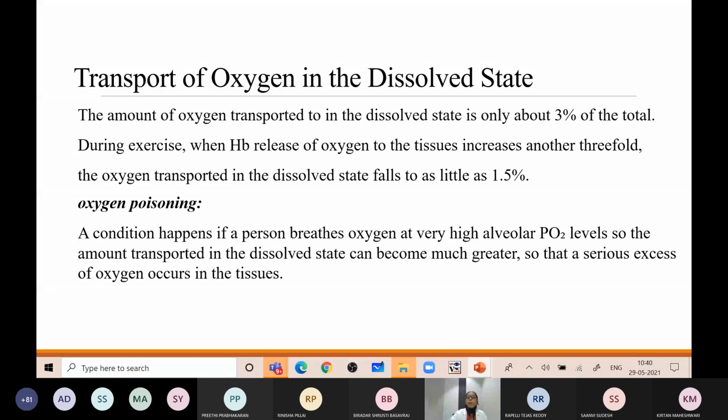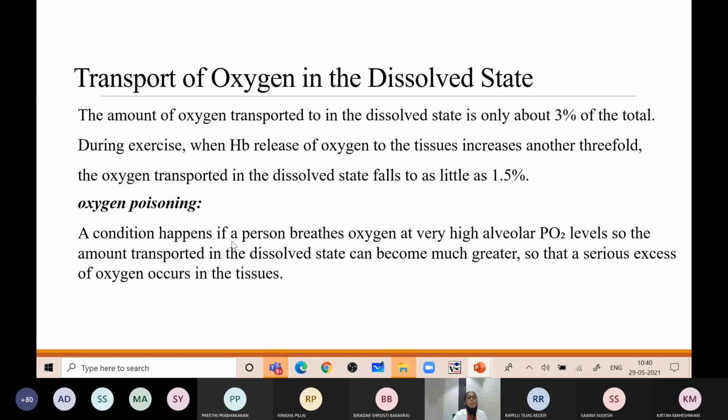But in the dissolved form, corresponding to the increase in the PO2, an increase in the dissolved form of oxygen occurs. That you must understand very clearly. So during exercise, what happens? There is a threefold increase in the dissolved oxygen. A threefold increase in the transport of oxygen can occur in a dissolved form, and this oxygen transport in the dissolved state falls to as little as 1.5%. That means more oxygen is extracted and this dissolved form may decrease.